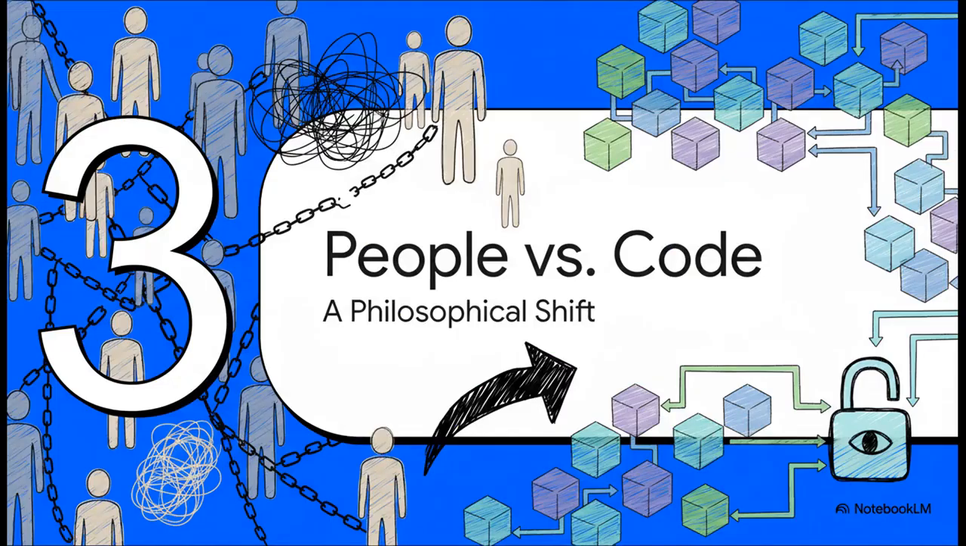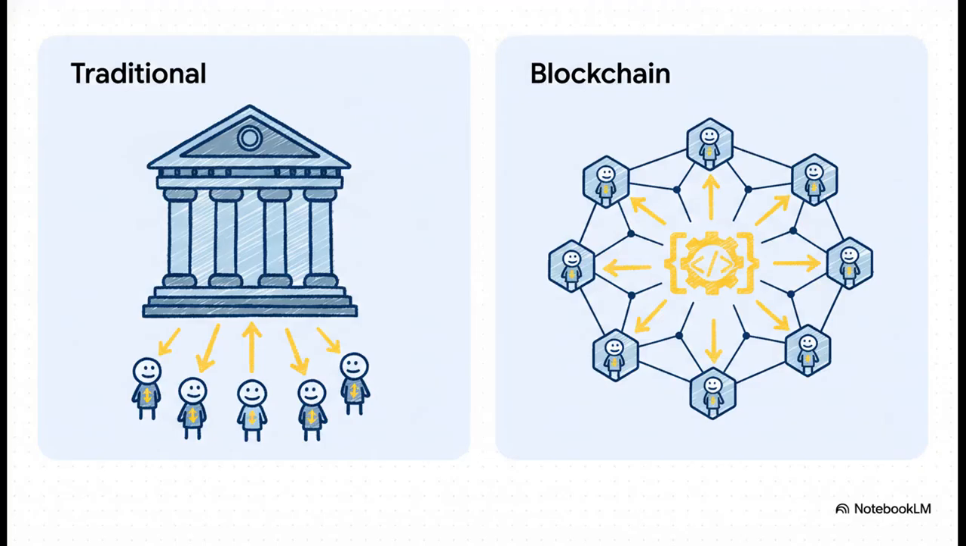All right, part 3. And honestly, this is the big one. This is the core idea of this whole explainer. It's about this huge philosophical shift in who or what we're choosing to trust. Think about it. Our entire traditional world runs on trusting people. We put our confidence in CEOs, in politicians, in bankers. We hope they make the right call.